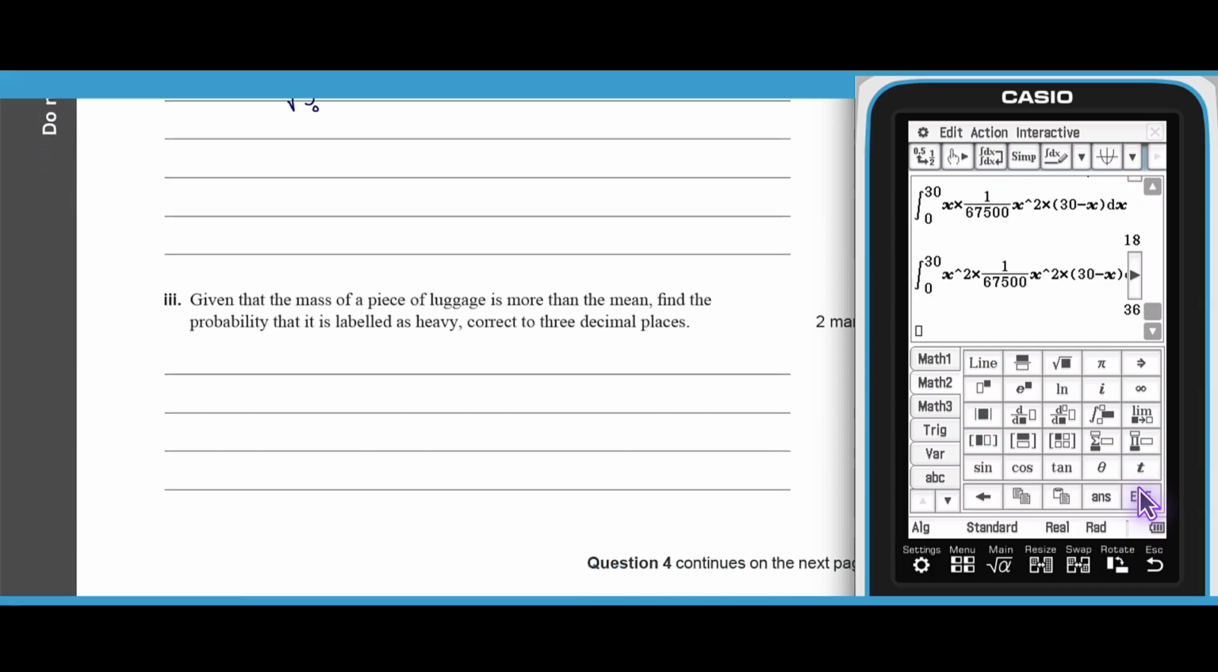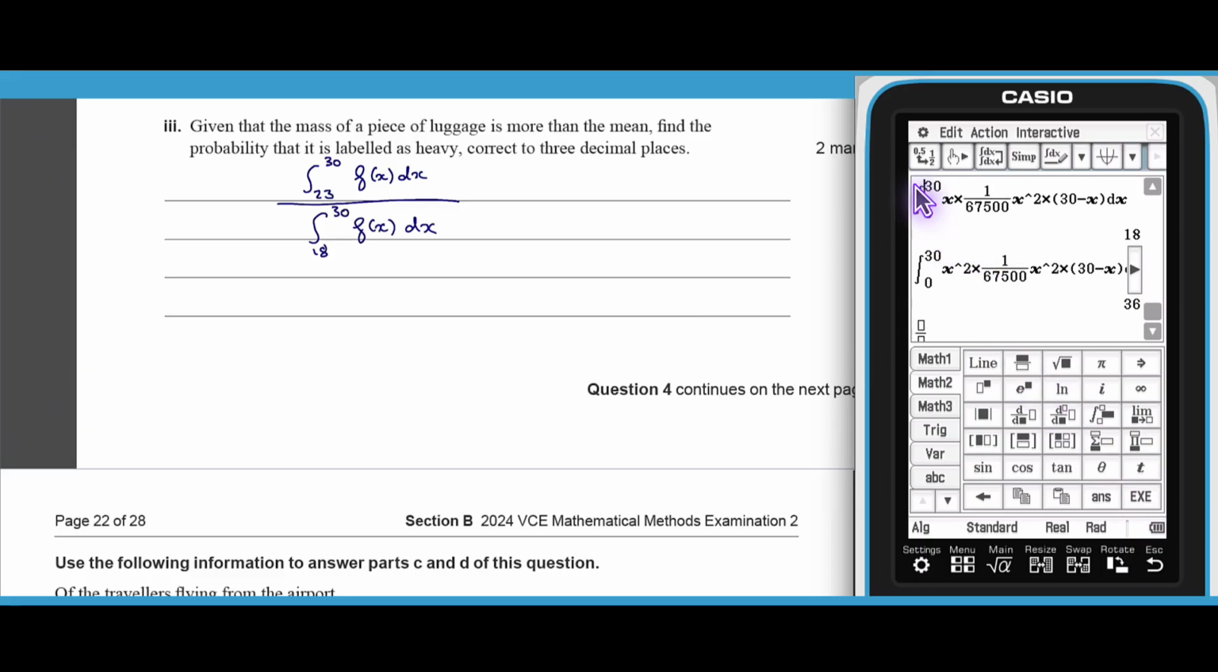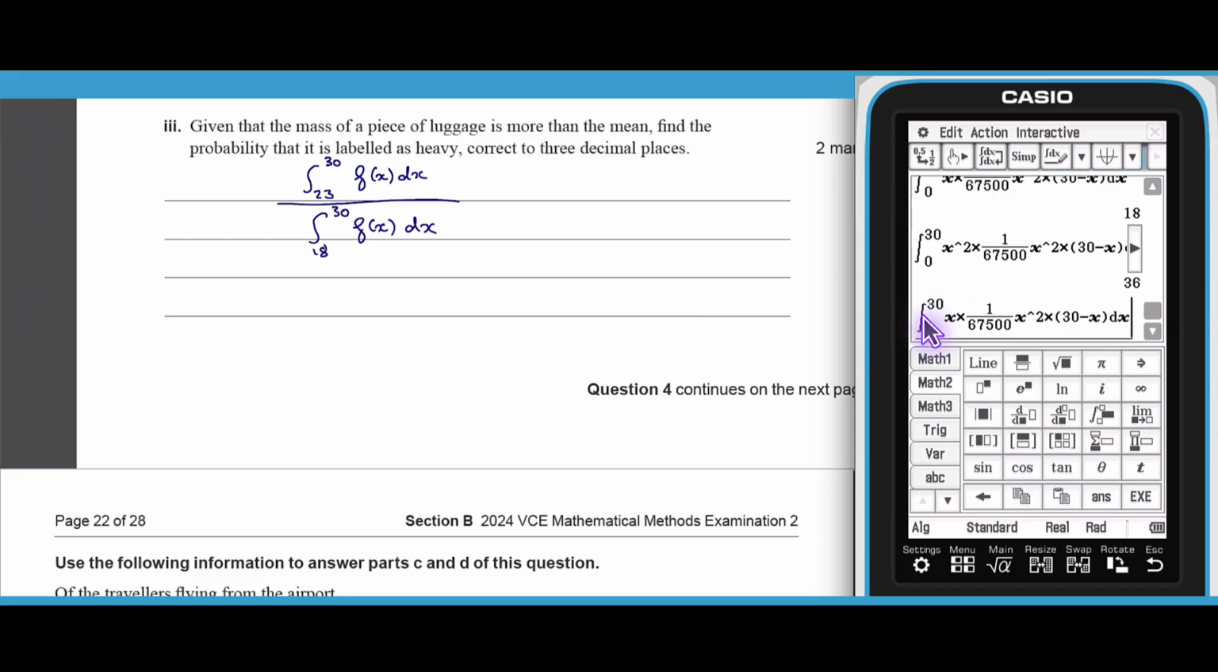In Part 3, we are asked to perform a conditional probability calculation, finding the chance that a piece of luggage is heavy, with a mass exceeding 23 kilograms, given that its mass exceeds the mean of 18. I'm going to use a little copy and paste to construct this fraction in my ClassPad.